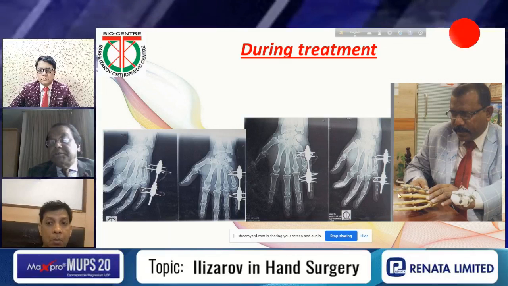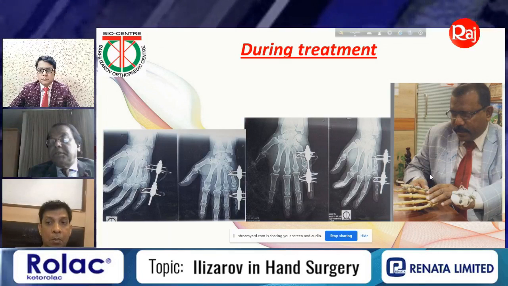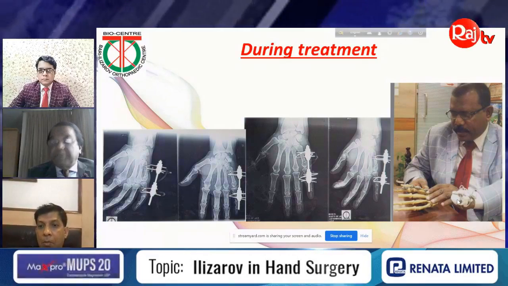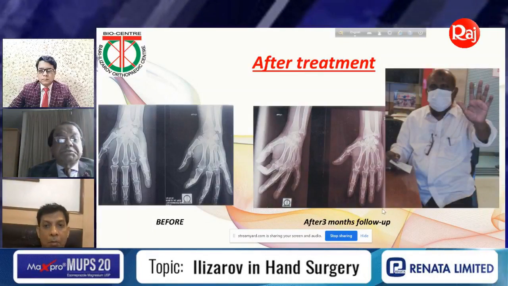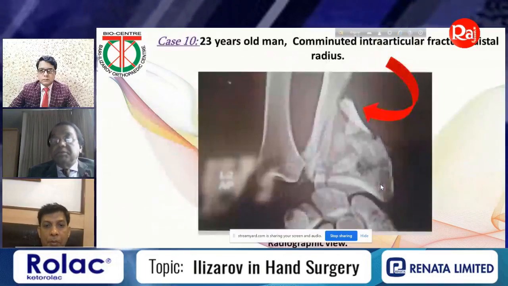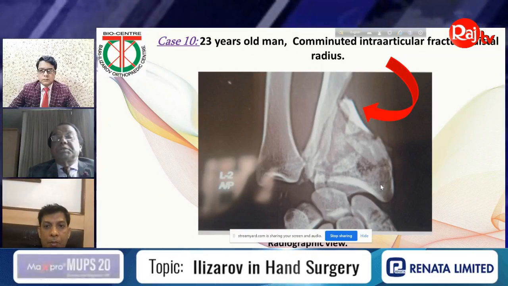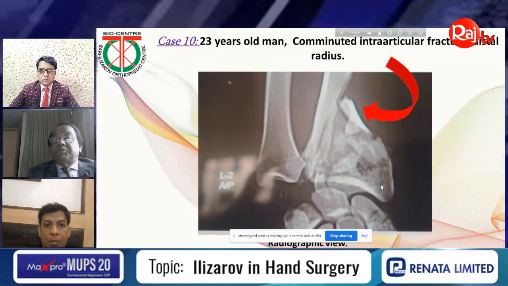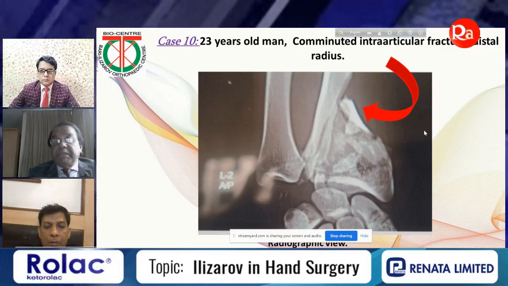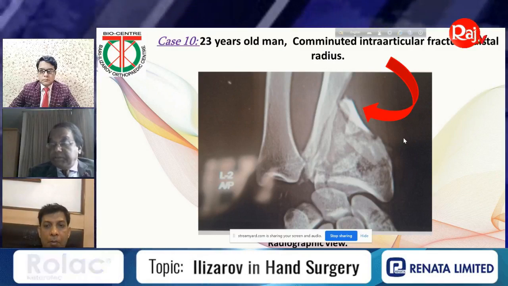And this is the model on my table. The teacher is looking at the same case in the left hand. You can see here, this is the situation. Angulation is corrected, it is healed, and the patient is happy. So these are comminuted intra-articular fractures of the distal radius. You can see here, a difficult case, a very difficult case.